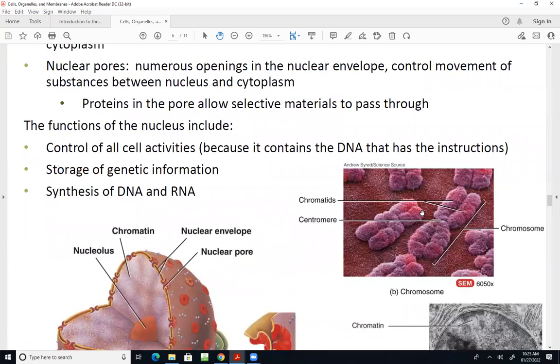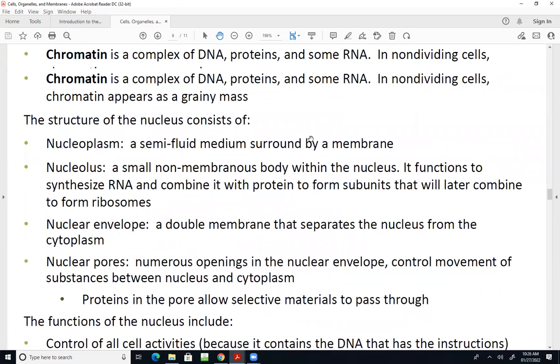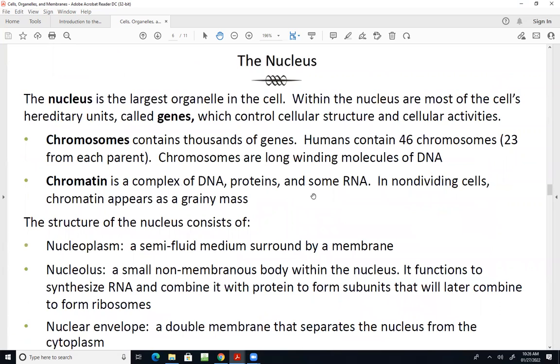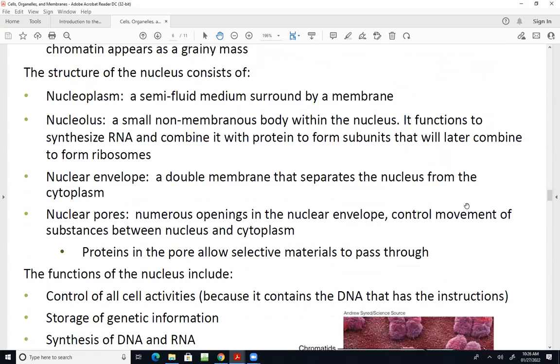Here are some really cool pictures. This is zoomed in under a microscope over 6,000 times to show you that capital X shape. Basically, if you were to highlight one little segment of it, that would be where you'd find one gene. Maybe that's the gene that gives you your hair color. Over here, this would be another gene. And like I said, there are thousands of genes on one singular chromosome.